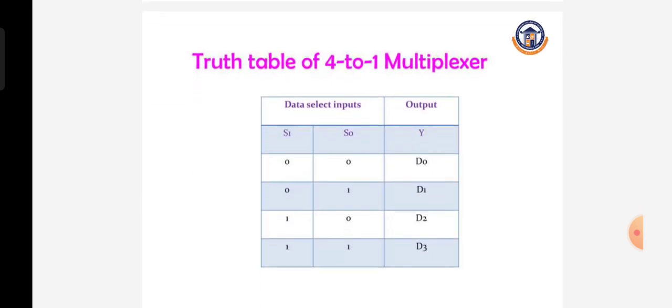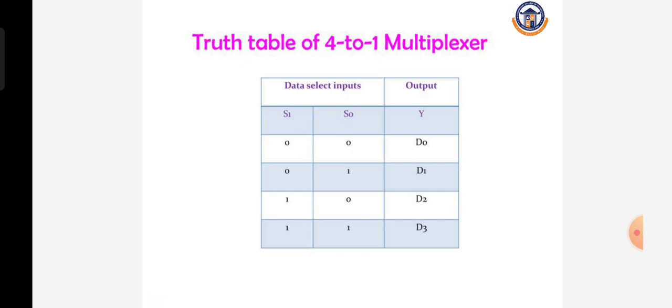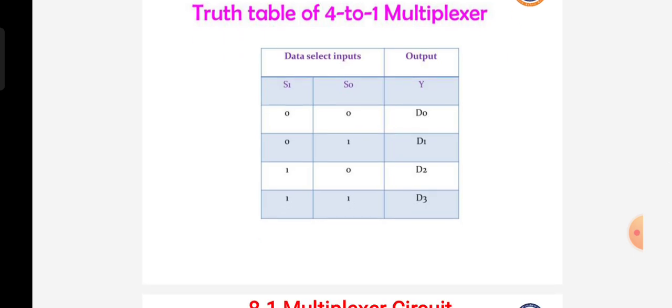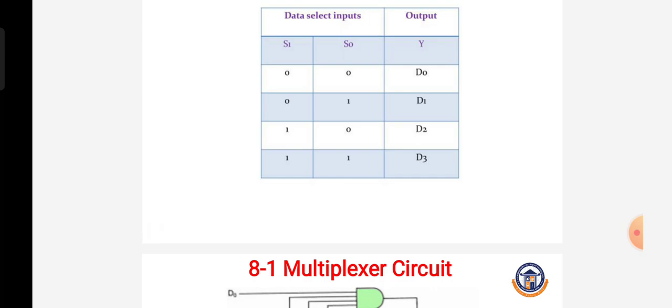So this is the truth table of 4 to 1 multiplexer. The selection lines are 2, S1, S0, the output is Y, with 2^n input lines and 1 output line. So in this truth table, 0 0, the output is D0; 0 1, the output is D1; 1 0, D2 appears on the output line; 1 1, the D3 data line appears on the output line Y.